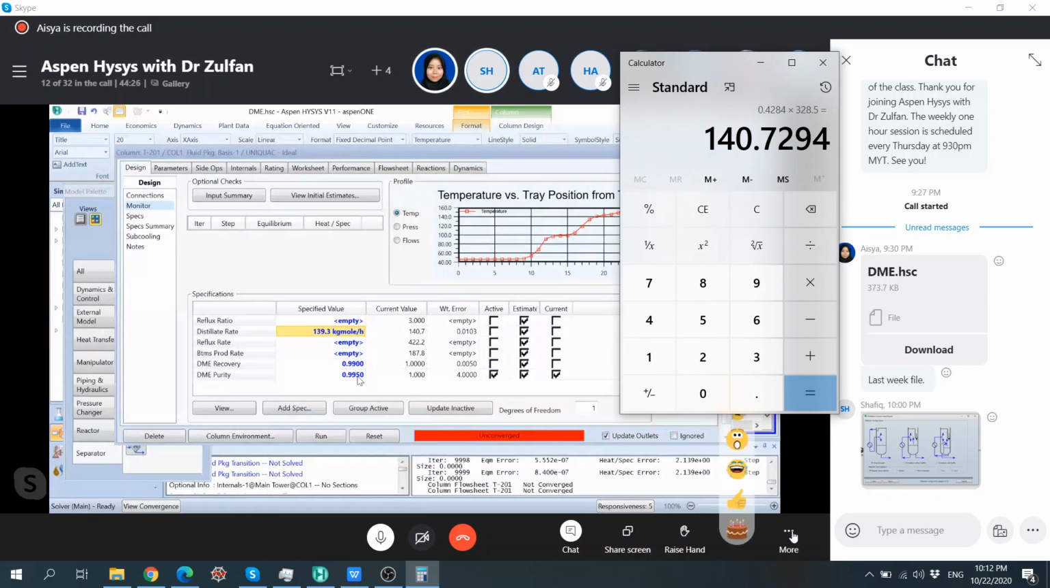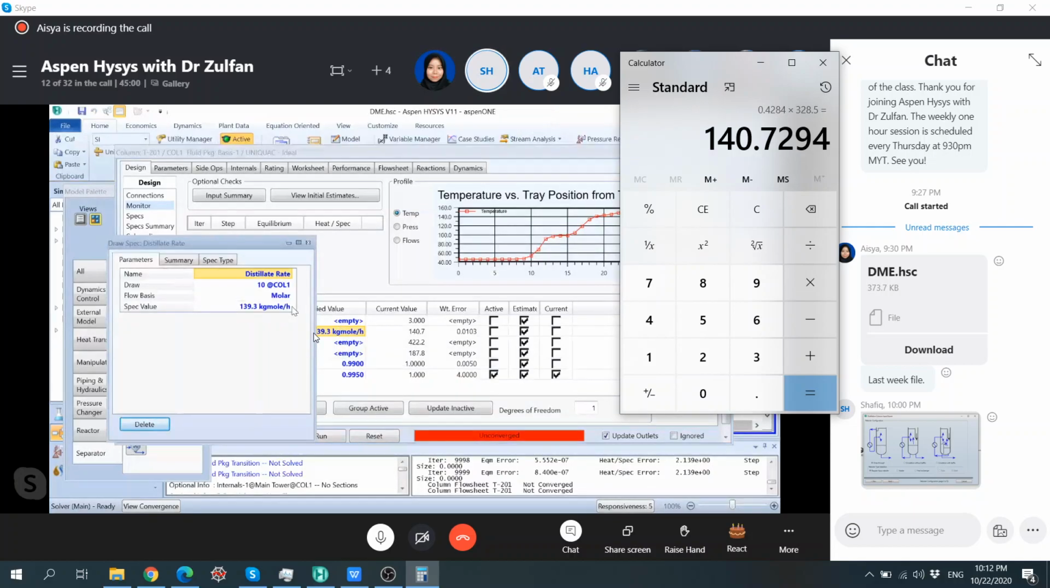Because I'm afraid that you cannot follow. So if this 139.3 is the pure DME, but we would like to have 99.5% DME, that means we need to add methanol to it. How much are we going to add? 139.3 divided by 0.995, and that is the total amount of distillate that we're going to draw. Alright. Can you follow? Let me know.